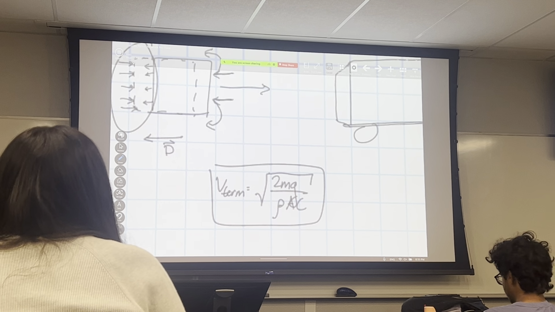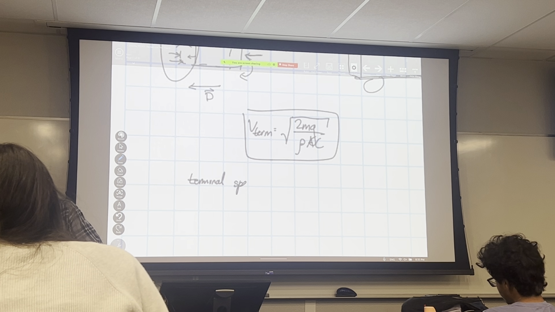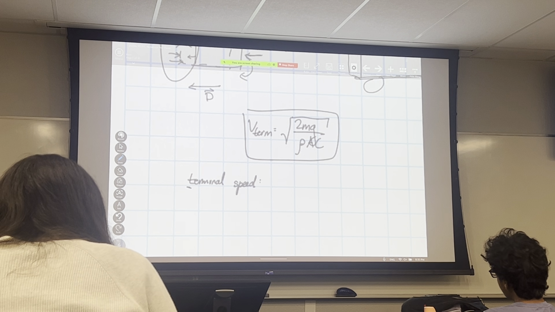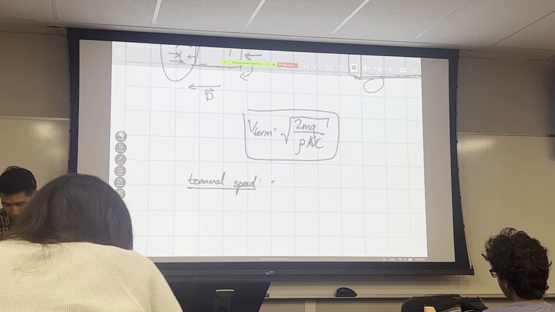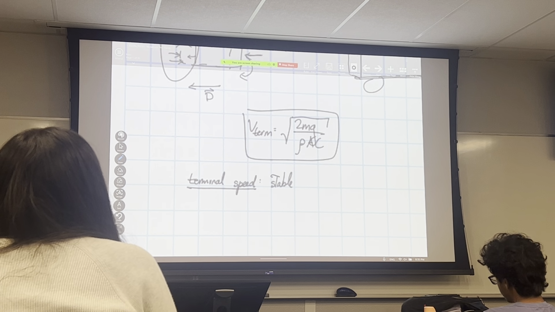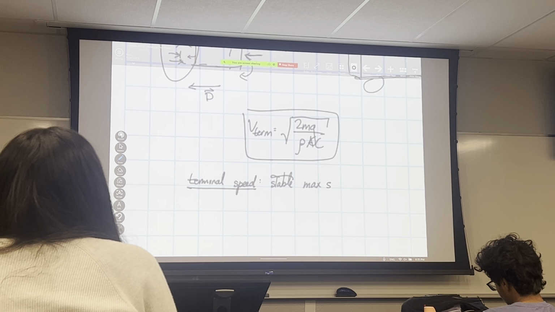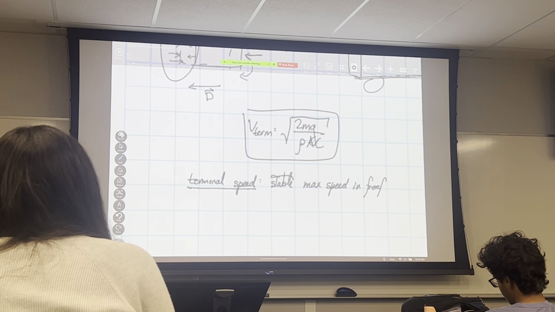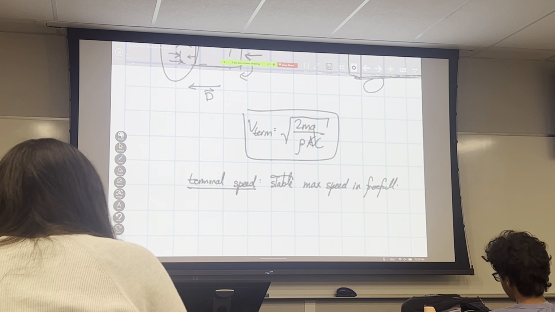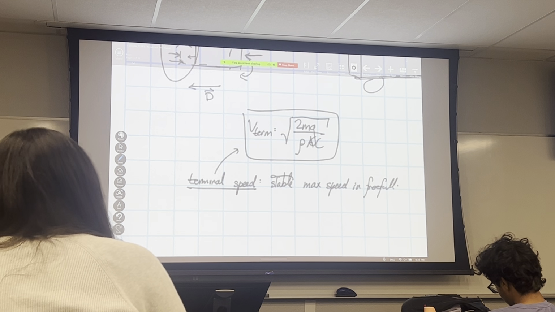So we can compute what is called the terminal speed. And this is the maximum stable speed in free fall. Stable max speed in free fall. And this is that expression.